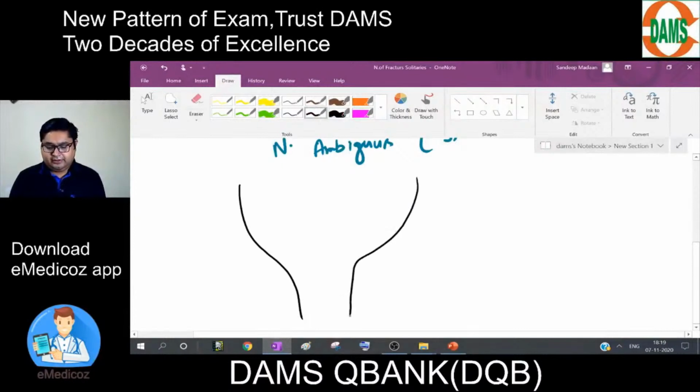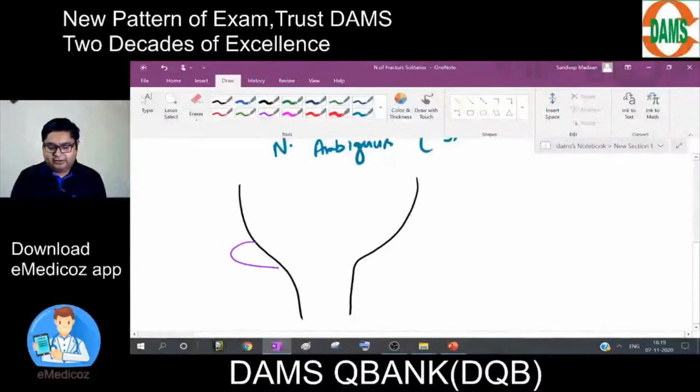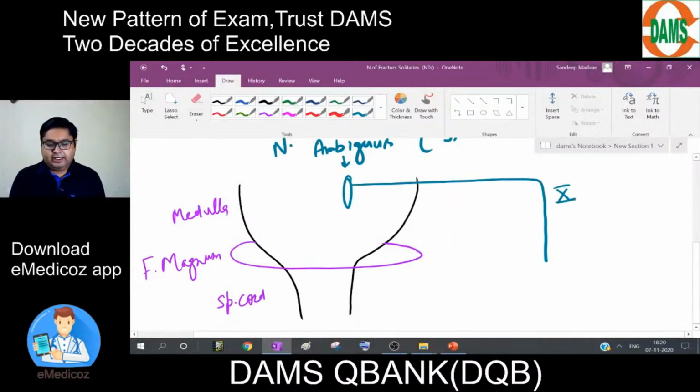this is our medulla, and the lower end of the medulla passes through the foramen magnum, this is medulla, and then it continues as spinal cord, right? And within the medulla we have this nucleus called nucleus ambiguus. From this nucleus ambiguus, the 10th nerve comes out. This is the 10th nerve. Along with the 10th nerve, this nerve comes out, which is the cranial root of the accessory nerve. That is, you can write cranial root of 11th nerve.